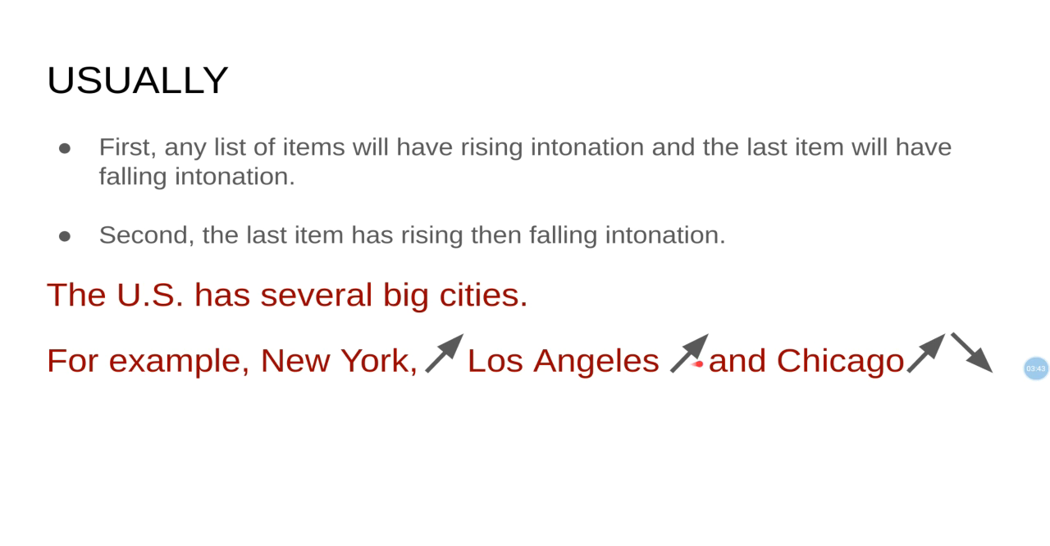Okay, let me read that one more time. The US has several big cities. For example, New York, Los Angeles, and Chicago. Okay, so usually all items will have rising intonation. The last item will go up, rise, and fall.